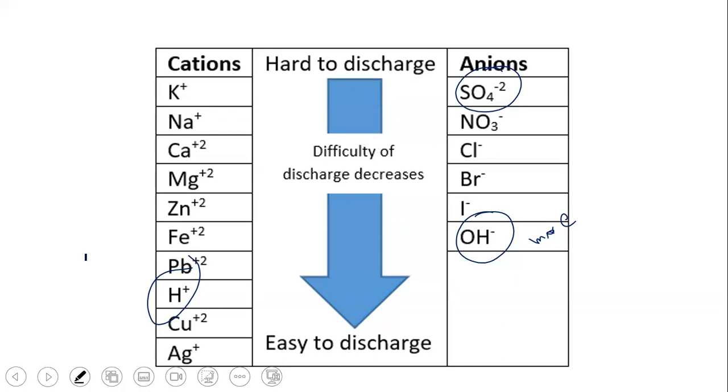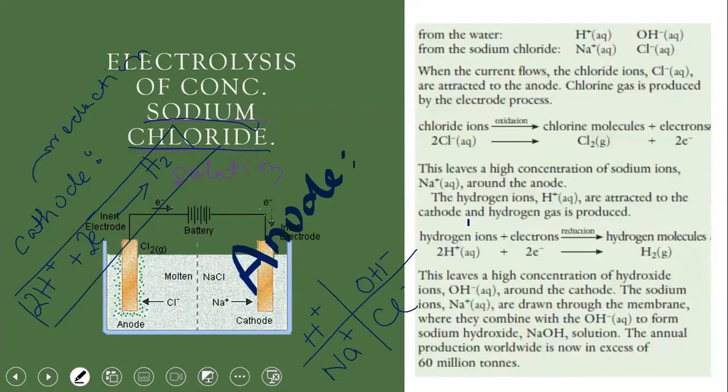Okay. Do we look at the lower one or the higher one? Between sodium and hydrogen, what did you tell me? The lower one. So between chloride and hydroxide, who should be more reactive? Hydroxide. You are correct. Hydroxide is more reactive. But the ion that will go to the anode will not be hydroxide, it will be chloride. There is a reason for it.